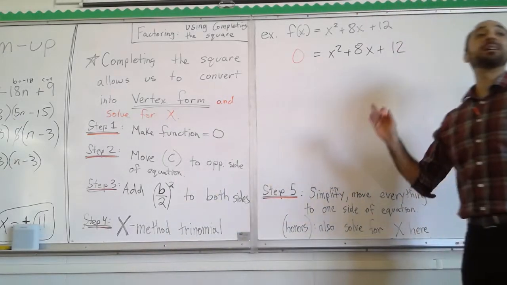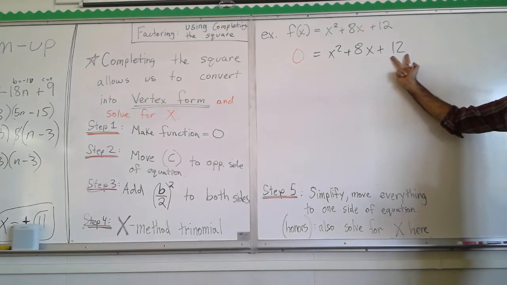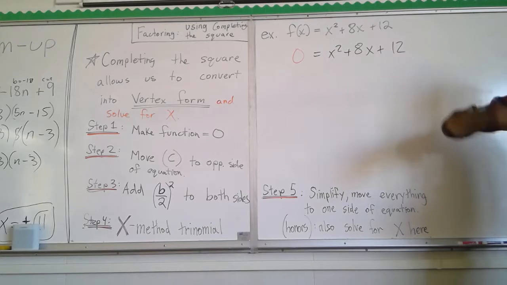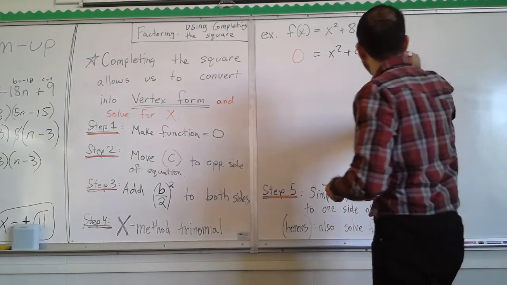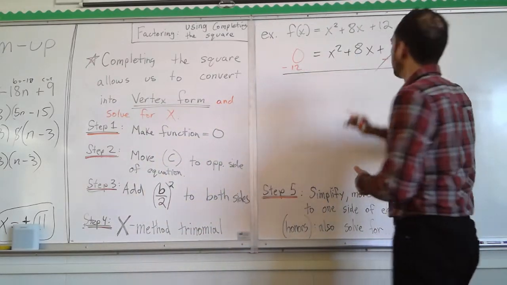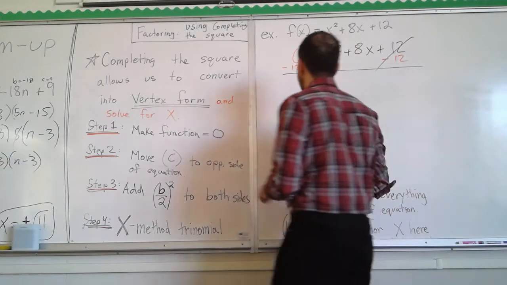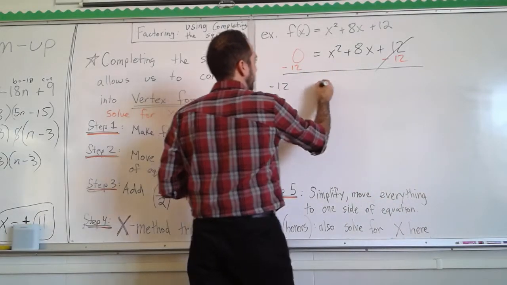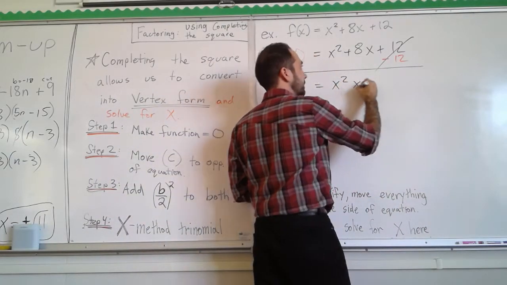How do I do that? How do I move my C value? Remember, that's our 12. It's our y-intercept here, the C value. How do I move it to the other side? It's plus 12, so you subtract it. All right, what we end up with on the left is minus 12 is equal to x squared plus 8x.